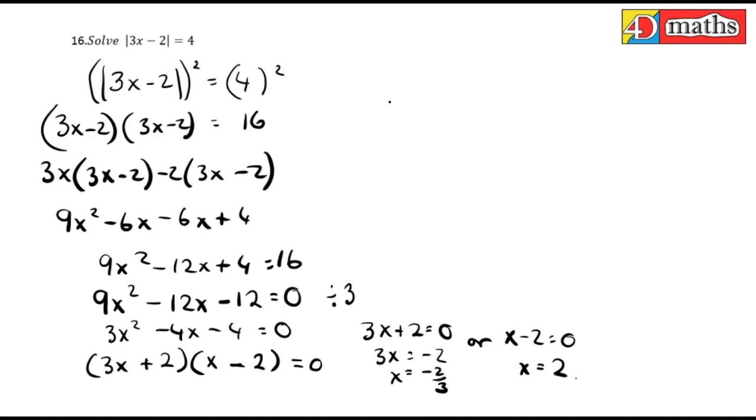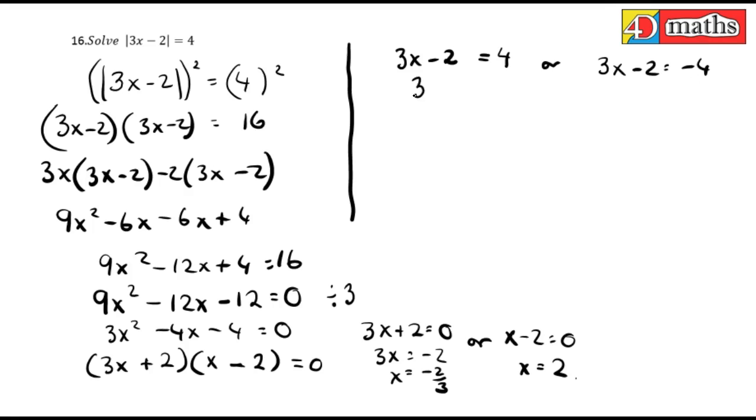Okay. The other way then is a much simpler way. So what we do is we take into account that this could be a positive number, so it would be equal to 4, or it could be equal to a negative number, which would be minus 4. Because if it was equal to minus 4, we'd have changed that to a positive 4 anyway. Okay. So you just take into account that it could have been negative. So we just work out what each of these are.